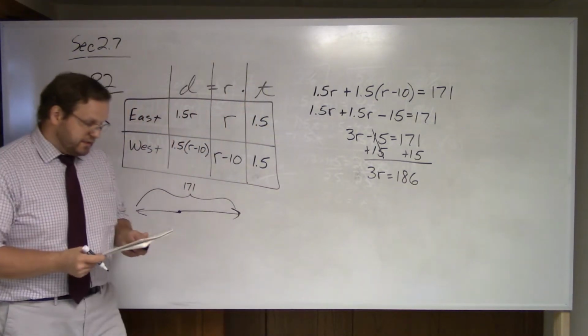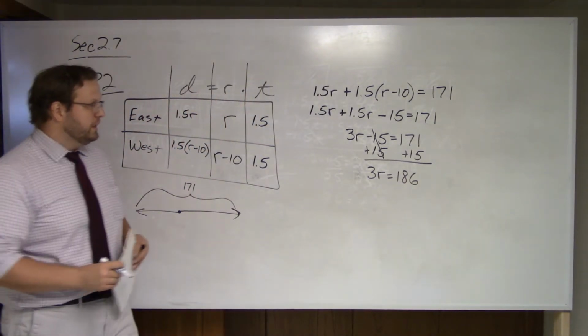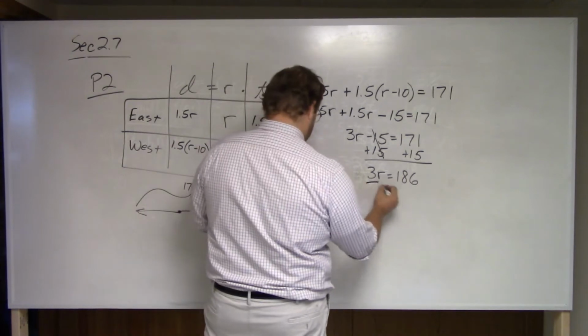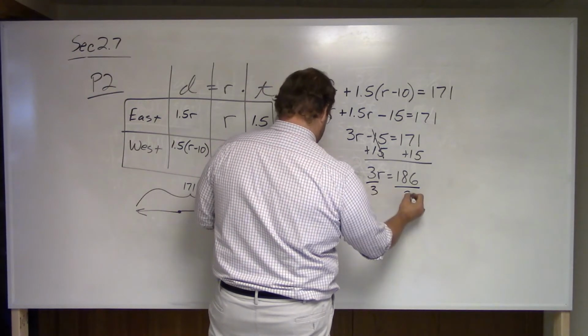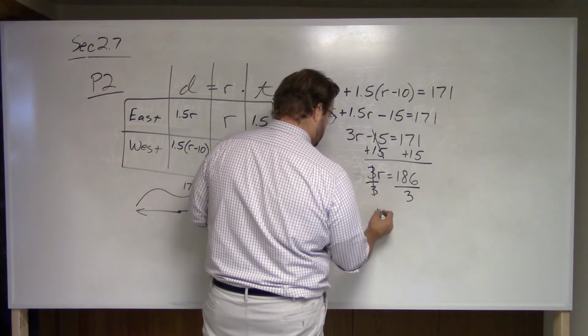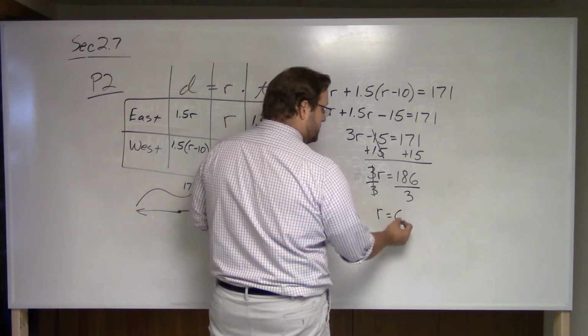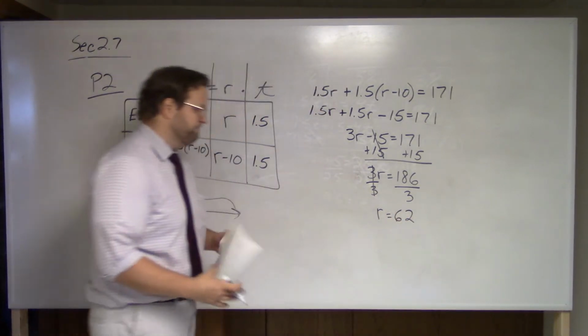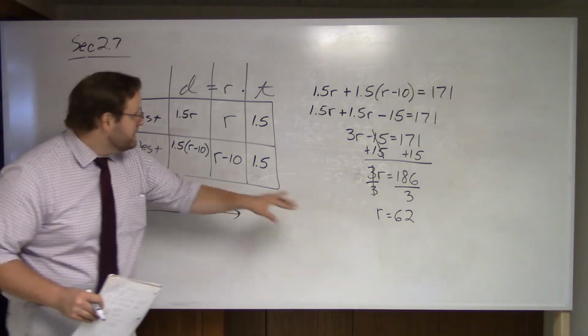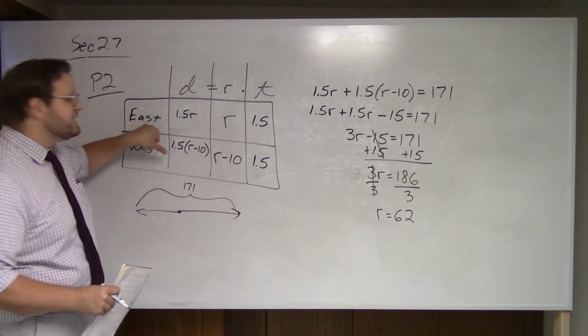And I get 186. And then I divide by 3. R equals 62. And R we placed as the rate for the eastbound train.